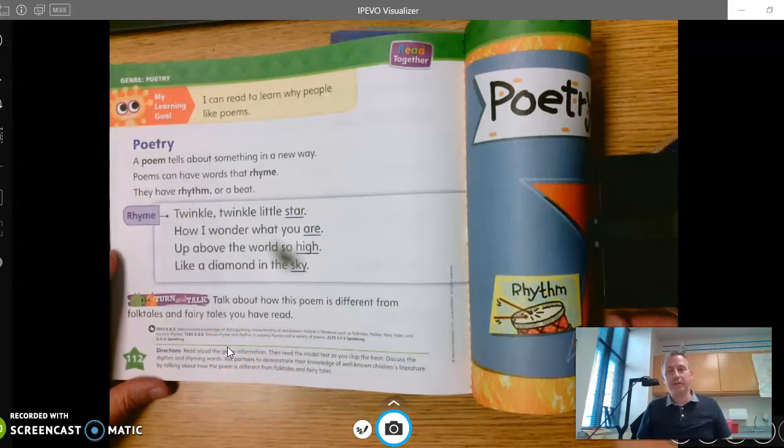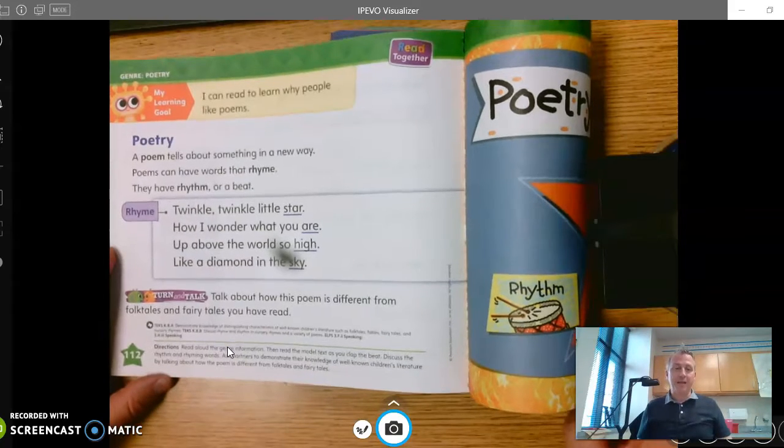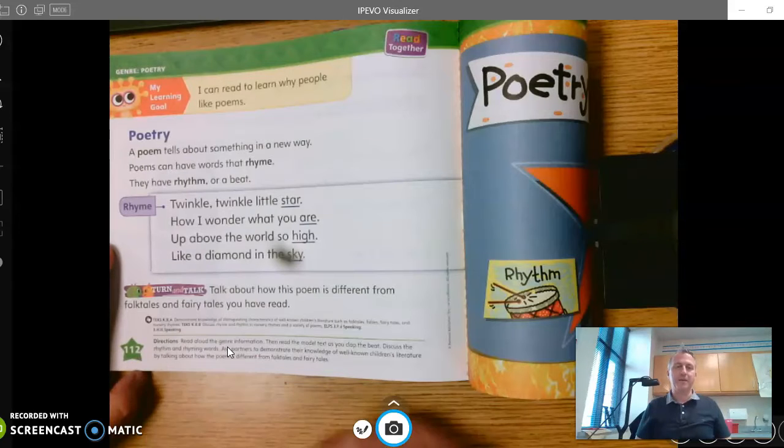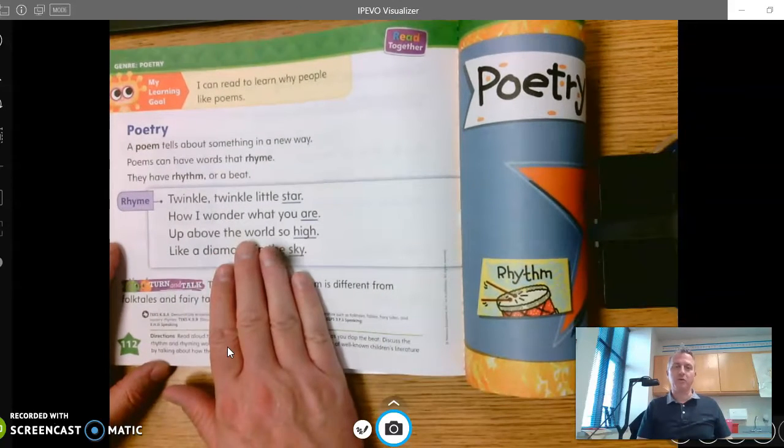Now this week in reading, we're going to be talking about poetry. Poetry or poems are a really fun and different way to tell about something. They use two different things that we're going to talk about, which are rhythm and also rhyming. So we're going to look at two poems today, on page 112 in our reading book. And before we read our first poem, we're actually going to look at page 113.